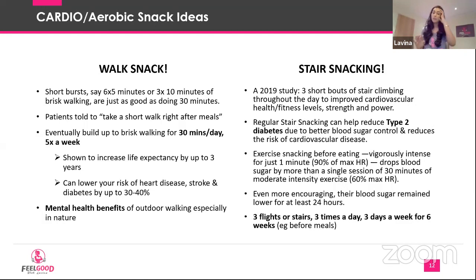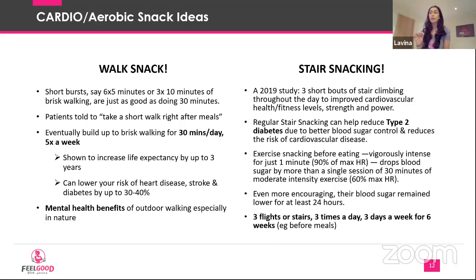Incredible study that I've been on TV and radio about. 2019, they did a study: 3 flights of stairs, 3 times a day, 3 days a week. 3 is the magic number, and over a 6-week period, they saw incredible improvements to people's cardio-respiratory health, their cardiovascular health, their fitness, their overall body health and power. And stair snacks are excellent for helping control blood sugar for people with type 2 diabetes.